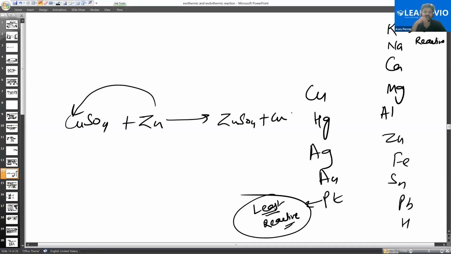Are you getting the point? What I'm saying? Why is it doing so? Why is zinc more reactive than copper? Let me explain why.